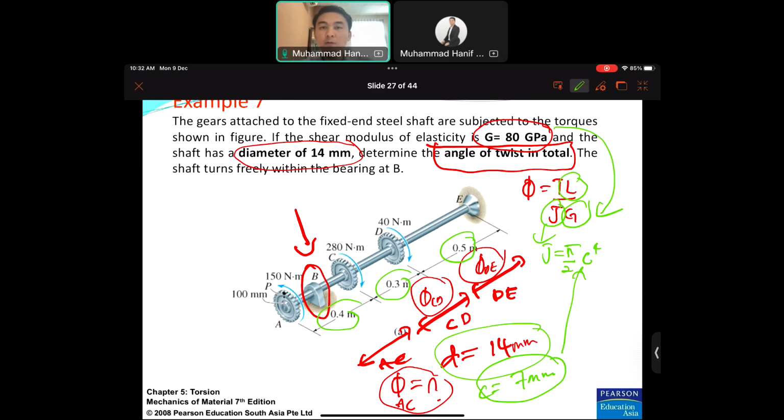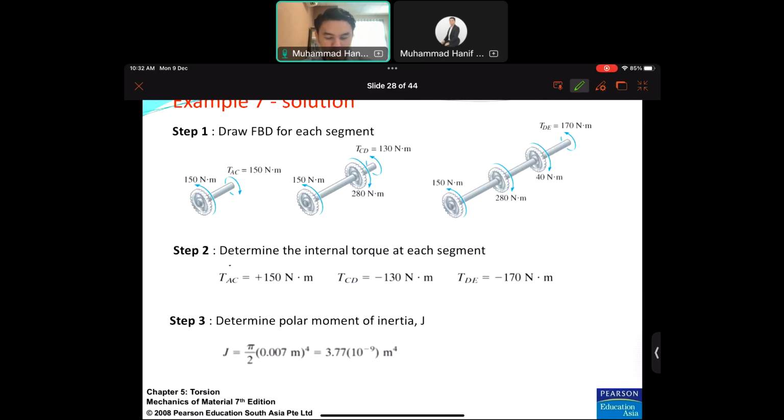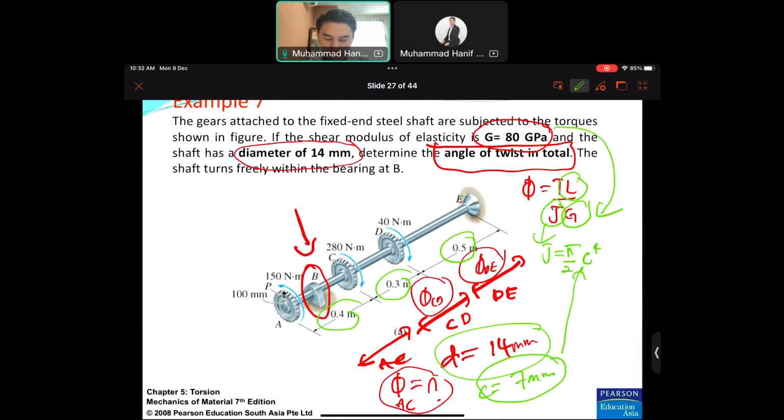Okay, so how to find it? Again, you have to draw the FBD. This is the solution. The first one, you have to cut in between AC. The second one is in between CD. The third one is between D and E. Okay, so let me change the color. All right, so you have to cut here: number one, cut number two, cut number three. There are three cutting sections that you have to do to get the FBD and the internal torsional load. Let's start with number one first.